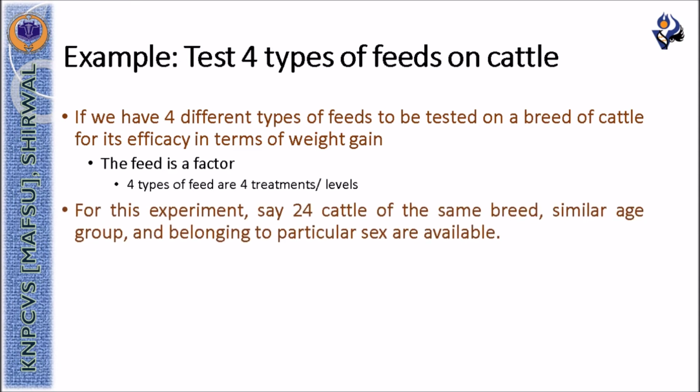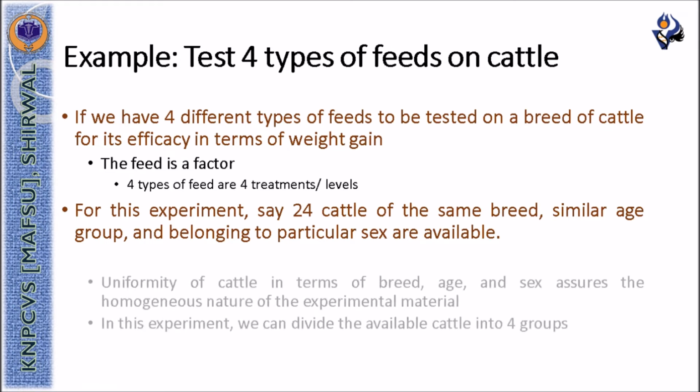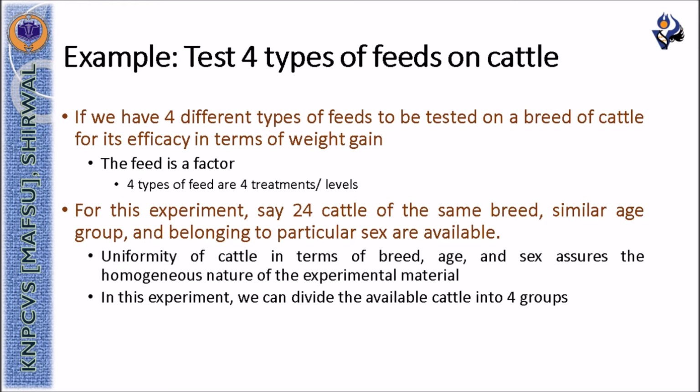For this experiment, let us say we have 24 cattle of the same breed, similar age group, and belonging to a particular sex available. Now, the uniformity of cattle in terms of breed, age, and sex assures the homogeneous nature of the experimental material. In this experiment, we can divide the available cattle into 4 groups.